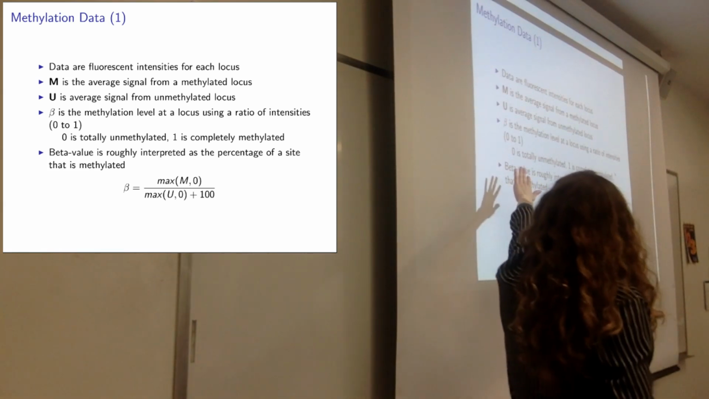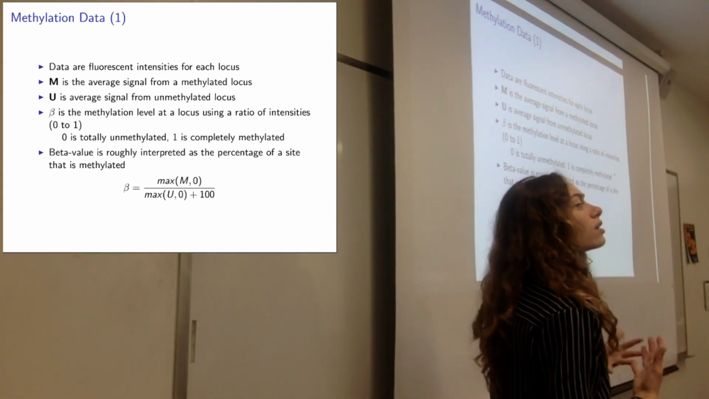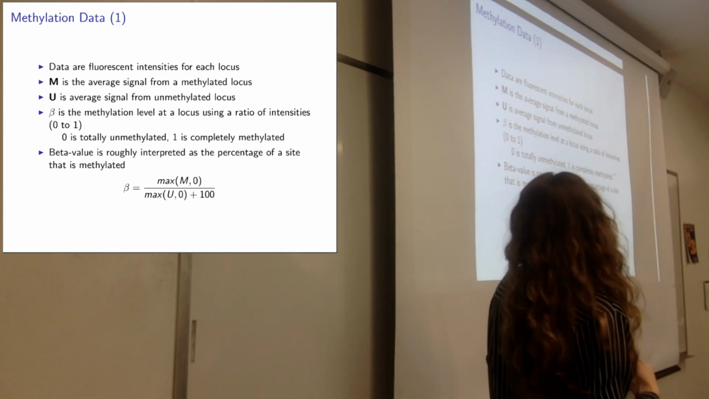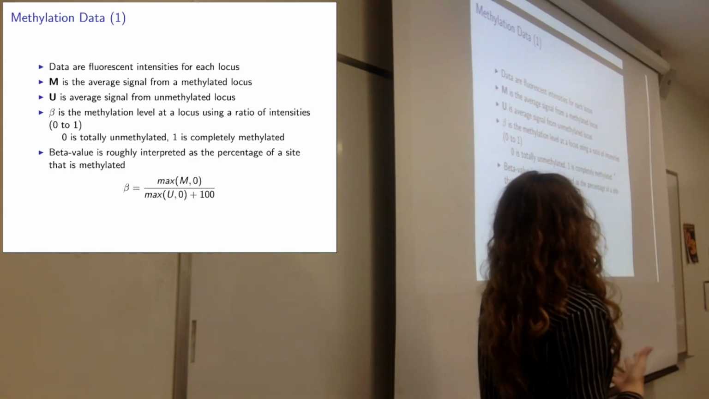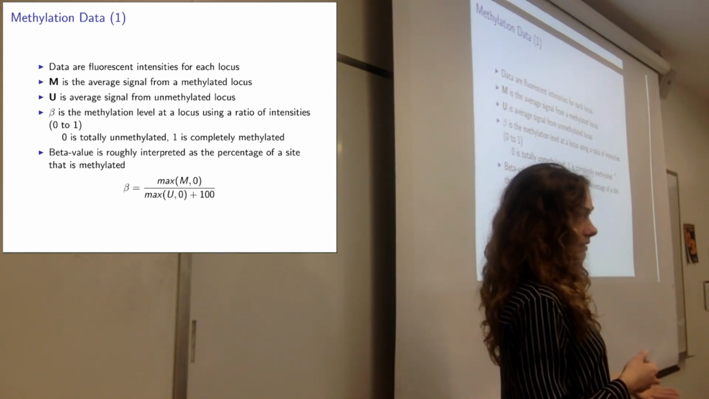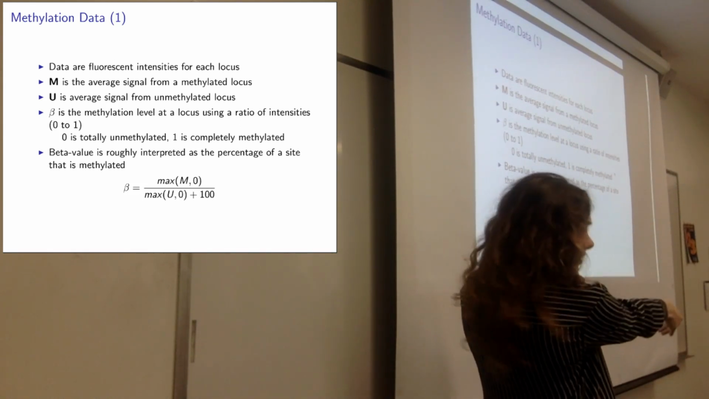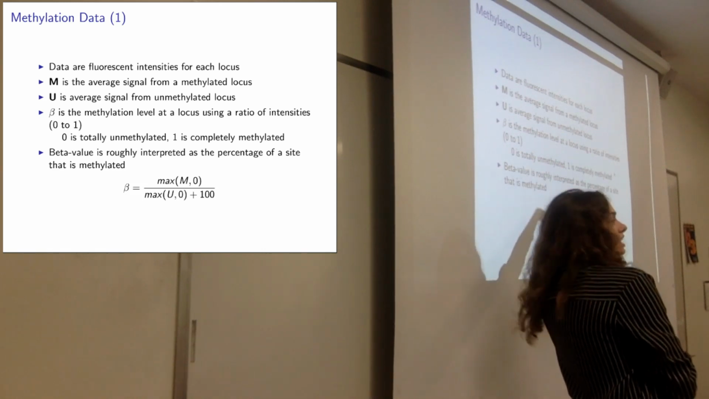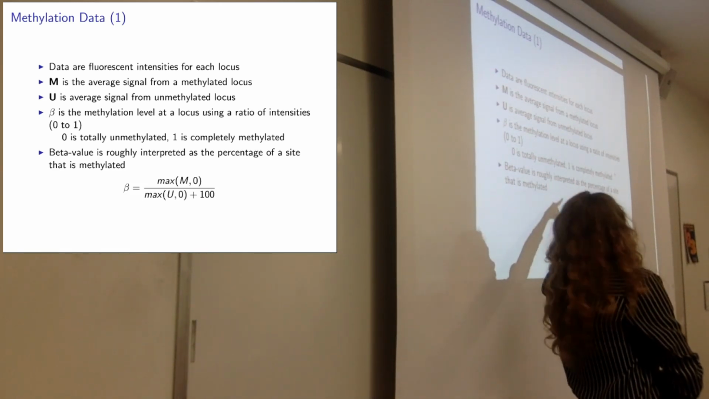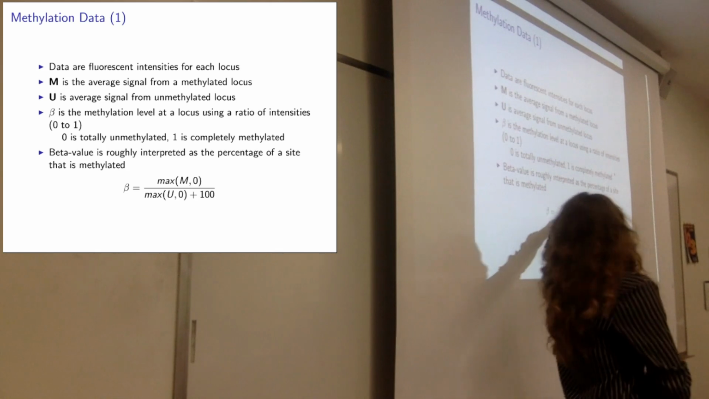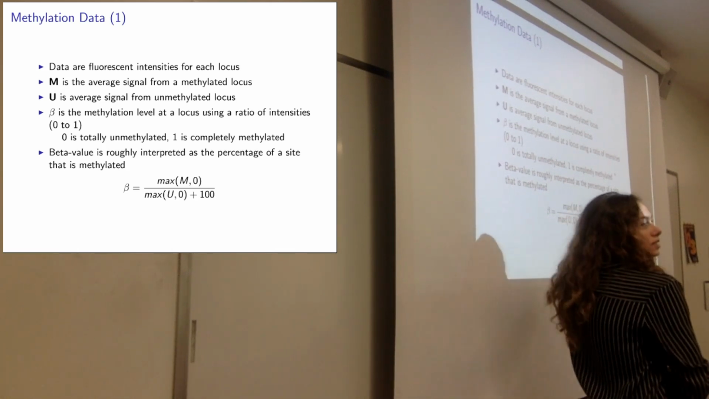That's how they roughly interpret it in a biological setting: we view the beta value as the percentage of a site that is methylated. And so it does range from 0 to 1. 0 being completely unmethylated, so you have no signal. 1 being completely methylated, where you have no background noise, basically.